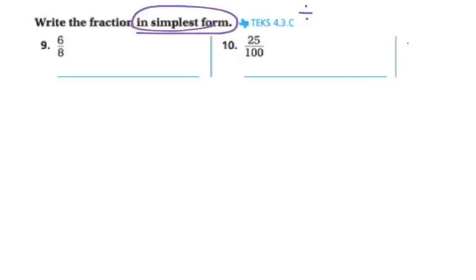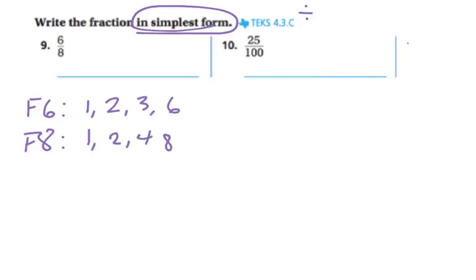So I'm just trying to think, what is the biggest number that I can divide both a 6 and an 8 by? If I listed my factors of 6, I would remember 1, 2, 3, and 6. And if I list my factors of 8, I would remember I can get to 8 by multiplying 1 times 8 and 2 times 4. Now I'm looking for the biggest number that both of these numbers have in common. So the largest factor, my greatest common factor, is going to be 2.